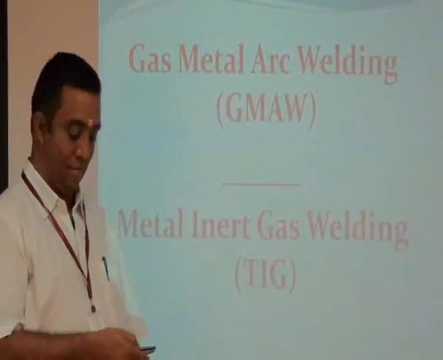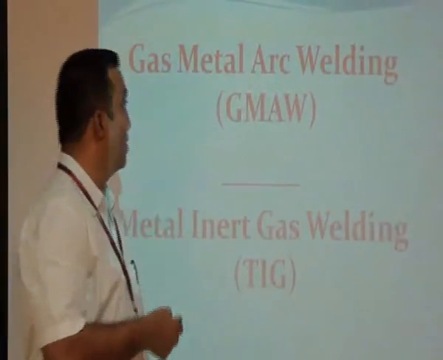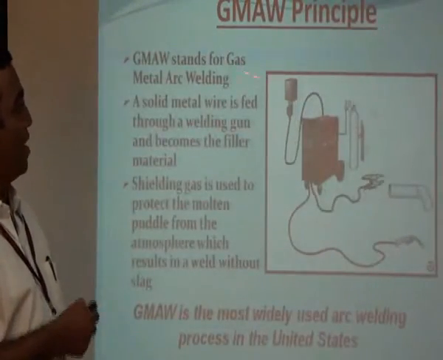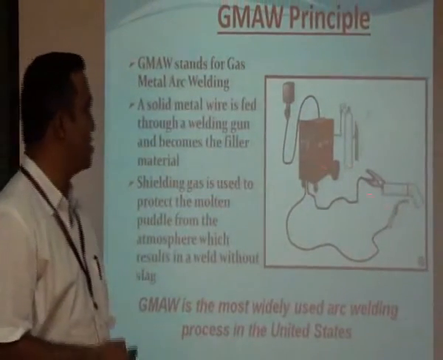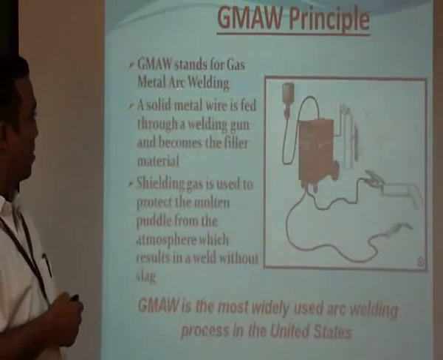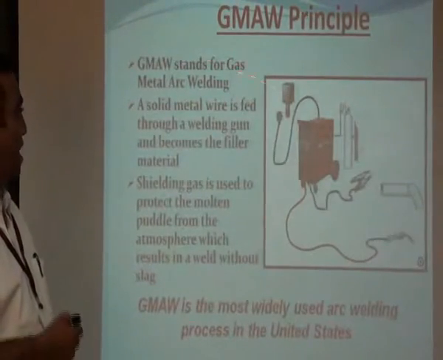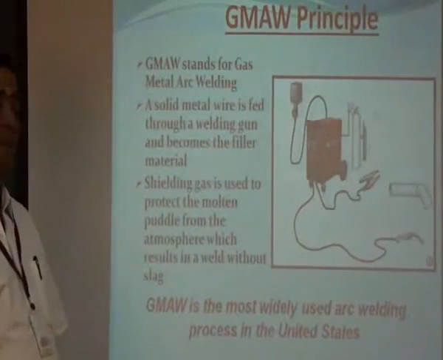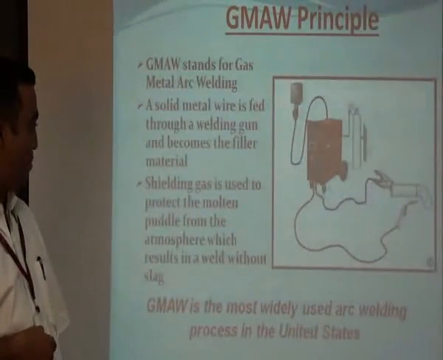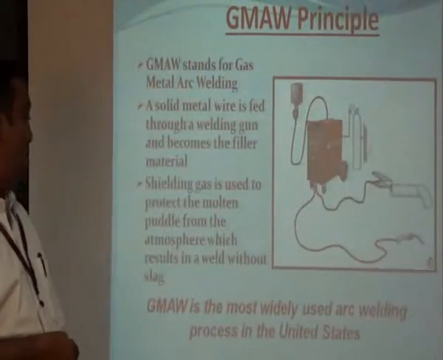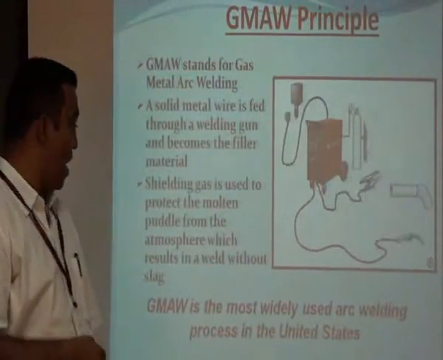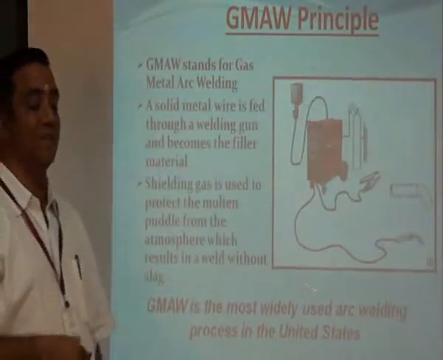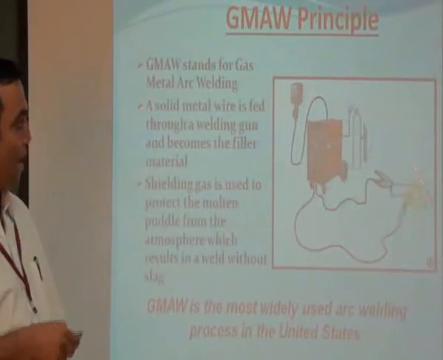The next is the gas metal arc welding process. This is otherwise called the metal inert gas welding process. So the principle of this GMAW process is something like this. GMAW stands for gas metal arc welding process. A solid metal wire is fed through the welding gun and becomes the filler material. Shielding gas is used to protect the molten puddle from the atmosphere and results in a weld without any slag. And GMAW is the most recommended and widely used welding process, especially in countries like the USA. This is the process setup.